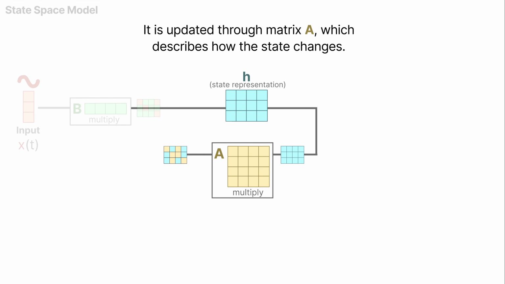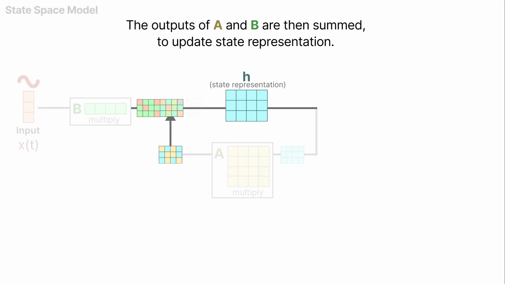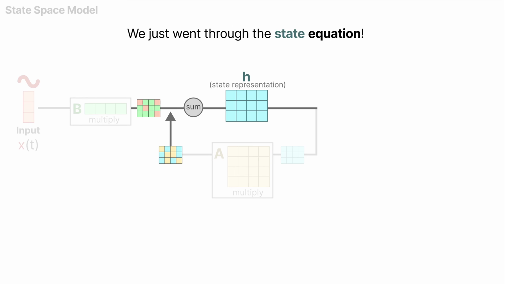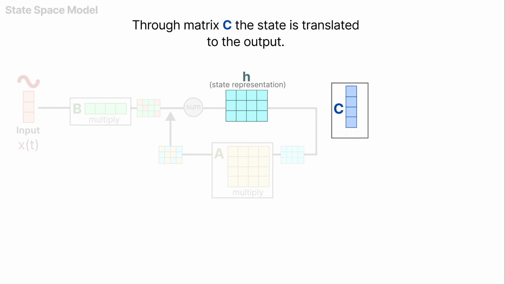It is updated through matrix A, which describes how the state changes. The outputs of A and B are then summed to update the state representation. We just went through the state equation. Next, let's explore the output equation. Through matrix C, the state is translated to the output.